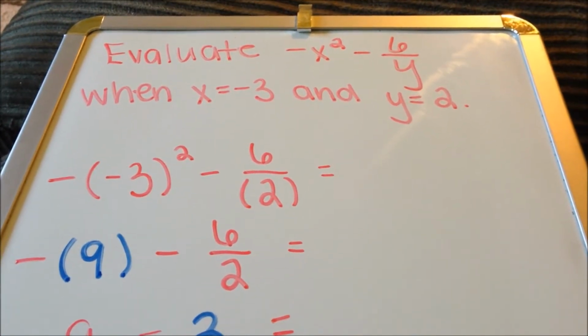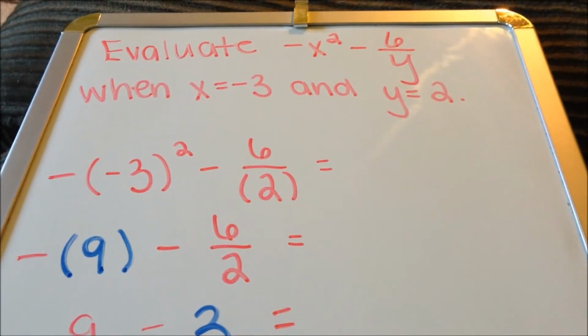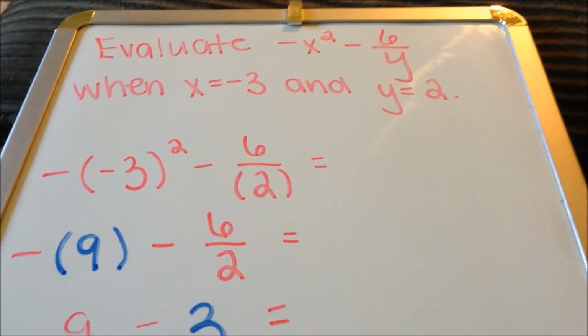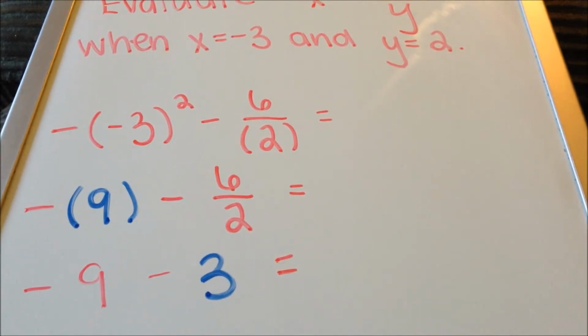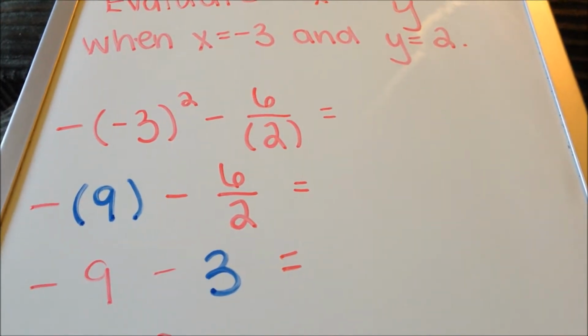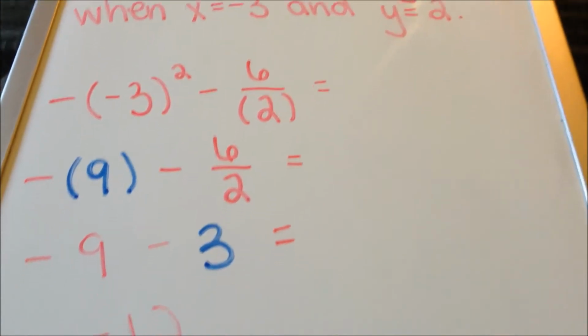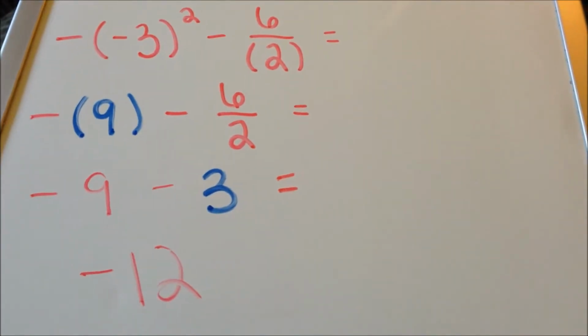So at this point we have -9 minus 6 over 2. The next step involves division, 6 over 2. So now we have -9 minus 3. Same sign sum, so add them, and your final answer is -12.